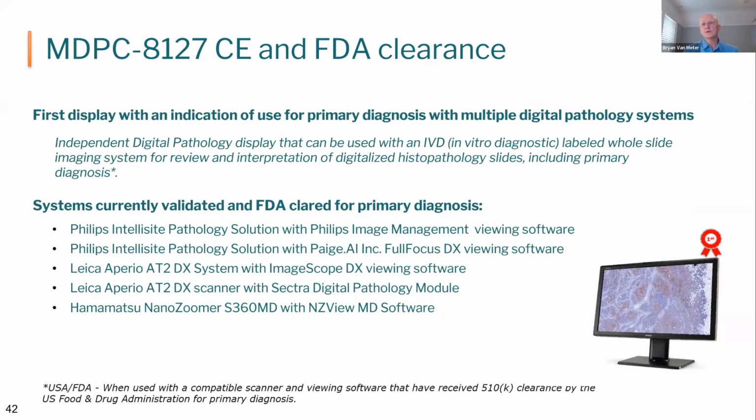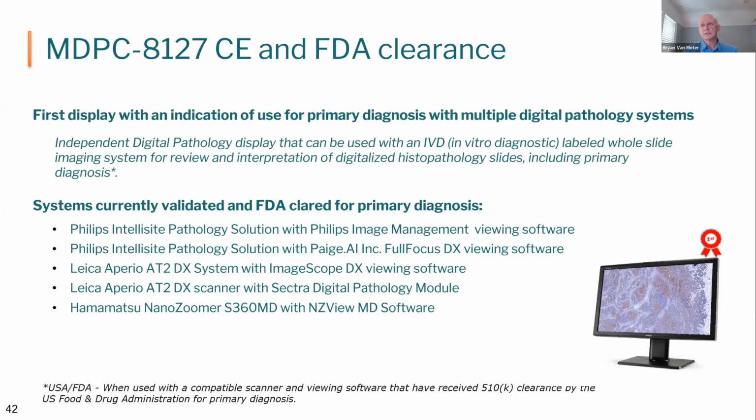And the details on that are really this. Of all the whole slide imaging systems that have primary diagnosis clearance from the FDA, they all have the exact same indication of use for digitized histopathology slides. This display has that exact indication of use, and there's a validation process recognized by the FDA to say that it is validated for primary diagnosis. So the Philips systems with their viewer and the Paige viewer, the one Leica scanner that does have FDA clearance for their viewer, or the Sectra Enterprise viewer, it's compatible. The latest one is the Hamamatsu NanoZoom S360 ND. It has compatibility associated with this.